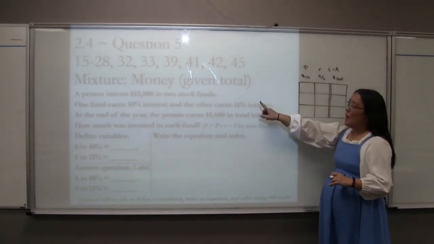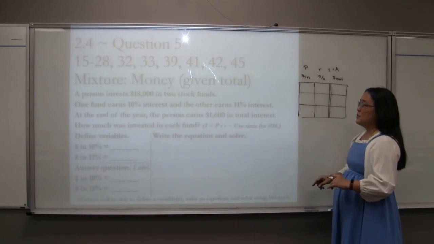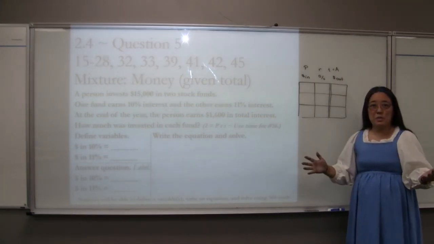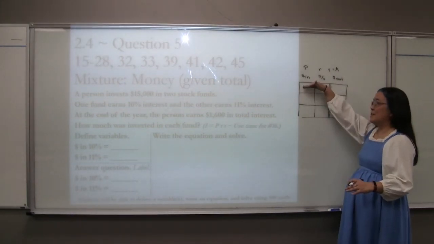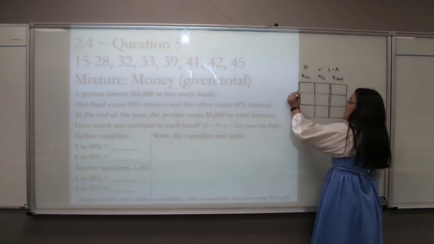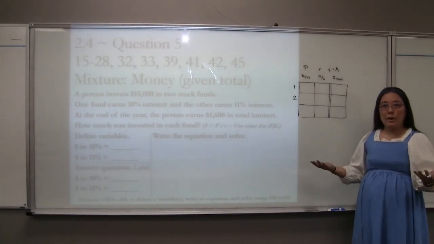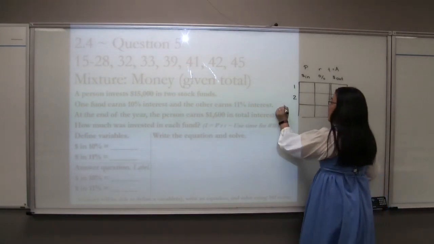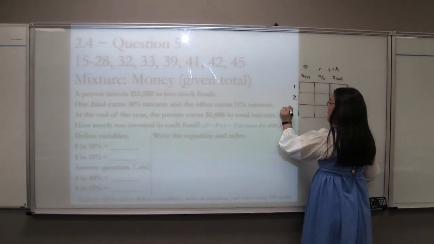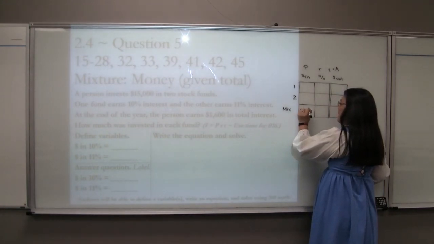So here, a person invests $15,000 in 2 stock funds. It would be too easy of a problem to say they put $15,000 in the first one and $15,000 in the second one. Instead, it doesn't tell you where the $15,000 is. That is a mixed up $15,000 that they have invested.